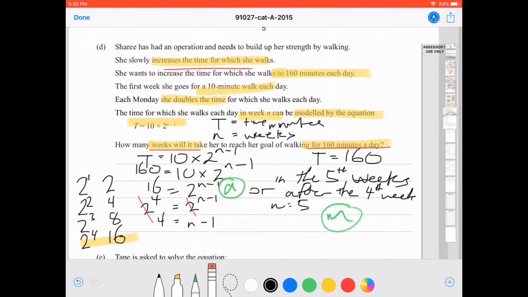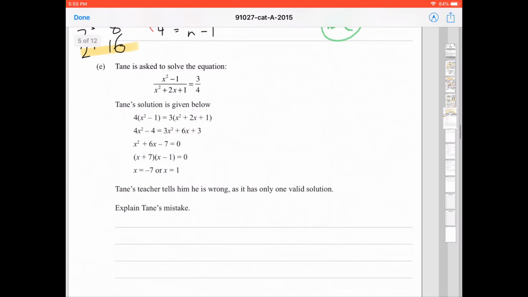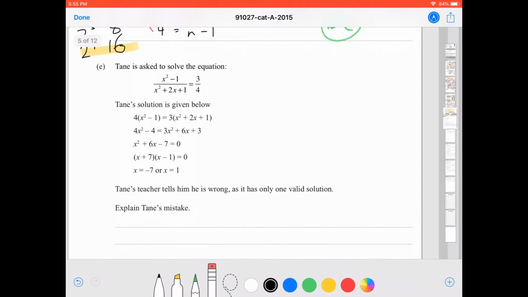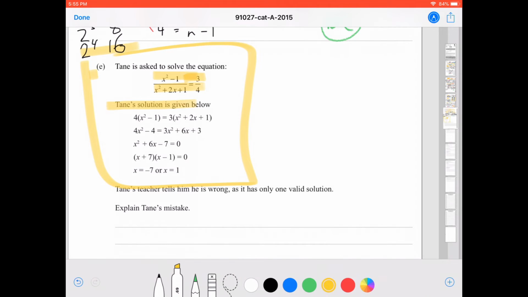Okay, moving on. And we will move on to question 2e here. It says Tane is asked to solve the equation x squared minus 1 all over x squared plus 2x plus 1 equals 3/4. Okay. Bit of a different question here. It says Tane's solution is given below, and they've actually given us his working. Tane's teacher tells him he is wrong as it has only one solution. Explain Tane's mistake.